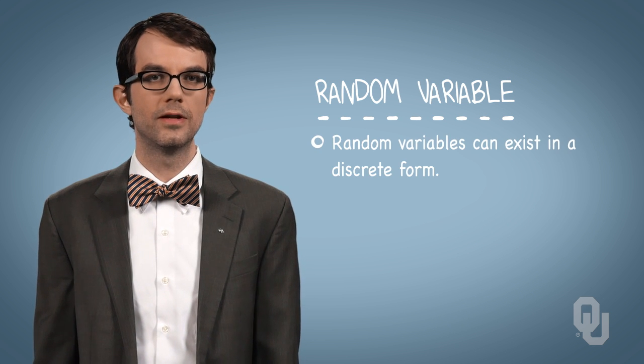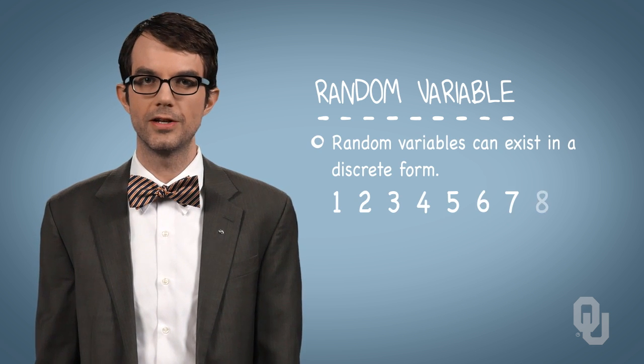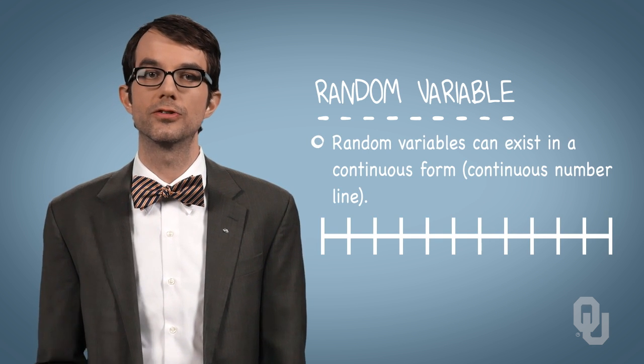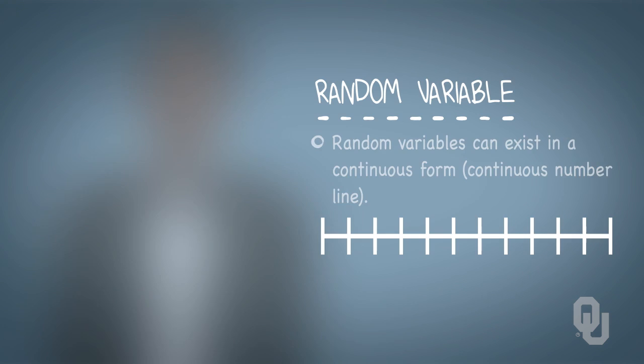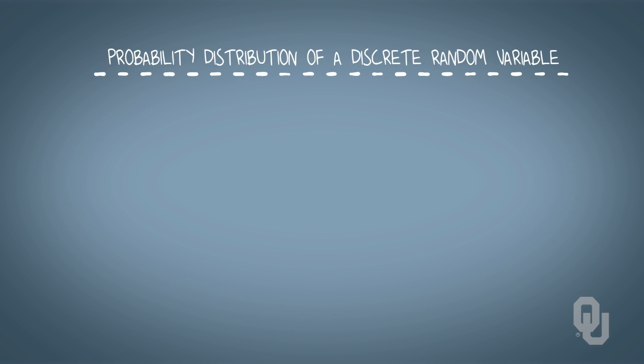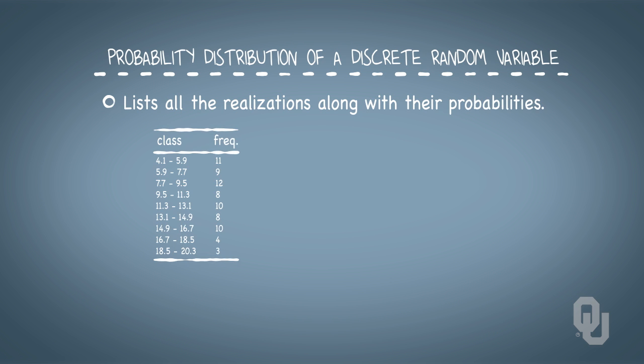Some behaviors are more frequent, some are less frequent. Random variables can come in a discrete form, where the realizations are discrete numbers, or in continuous form, where the realizations are measured on a continuous number line. The probability distribution of a discrete random variable lists all the realizations along with their probabilities. This could be in a tabular form or in a graphical form with a bar graph.